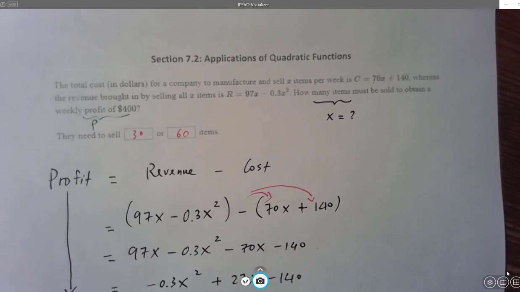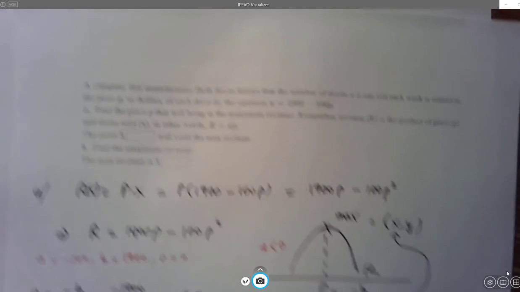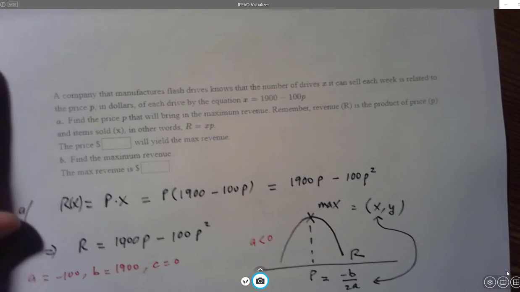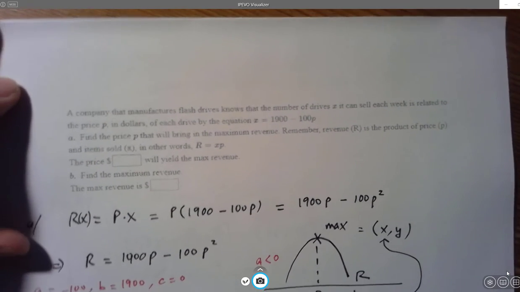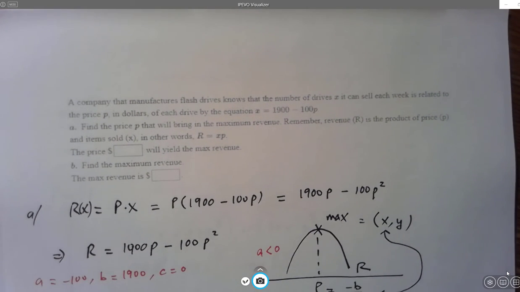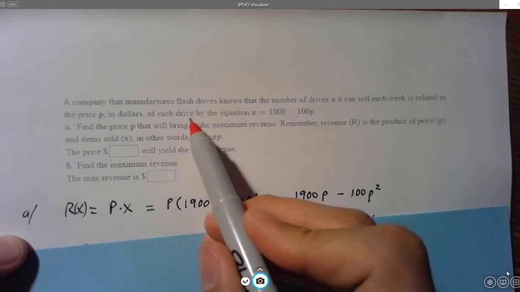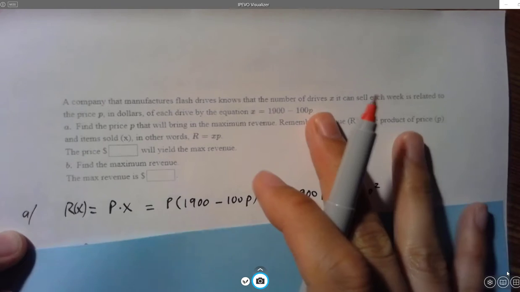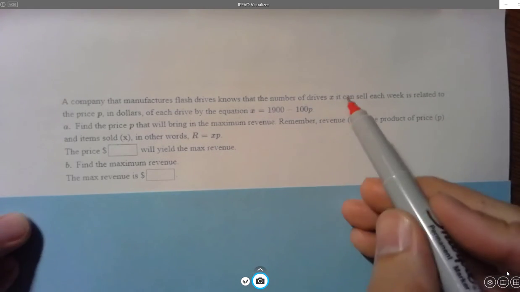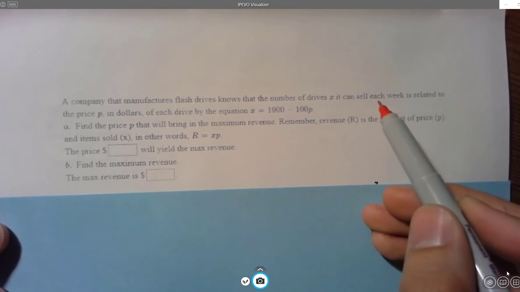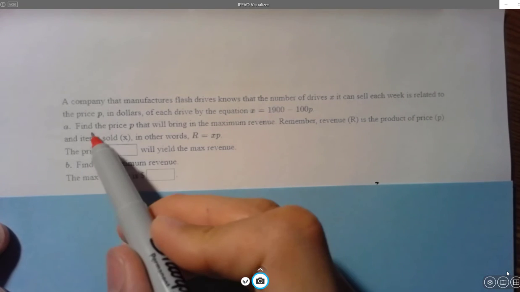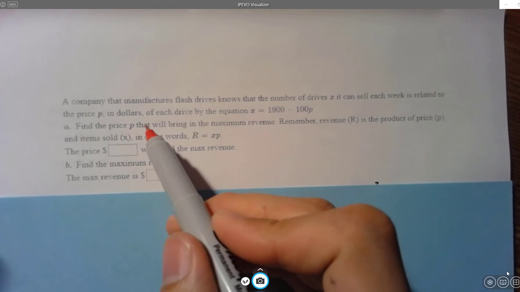Okay, so that is the first problem. Now is the second problem, another application problem for the quadratic function. A company that manufactures flash drives knows that the number of drives X it can sell each week is related to the price P in dollars of each drive by the equation.